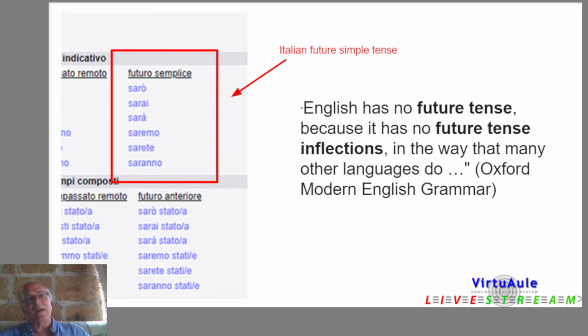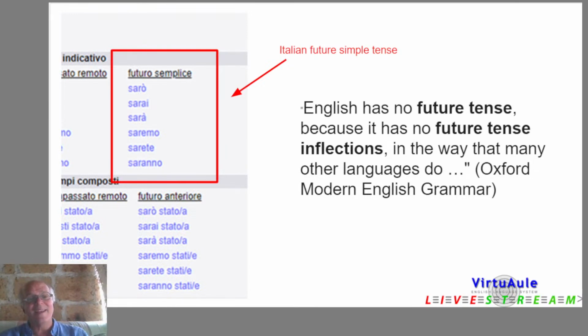saremo, noi saremo. This is the future. We will be, sarete. I'm sorry. You will be in a plural sense. Voi sarete. So I'm talking to different people. You will be. Saranno. Loro saranno. This is they will be. So those are called inflections.